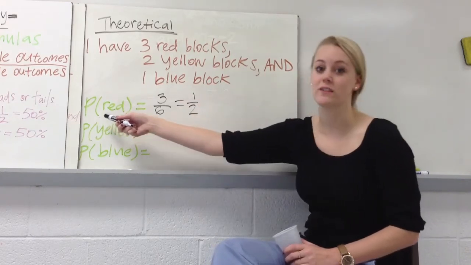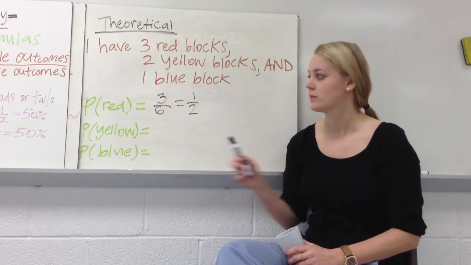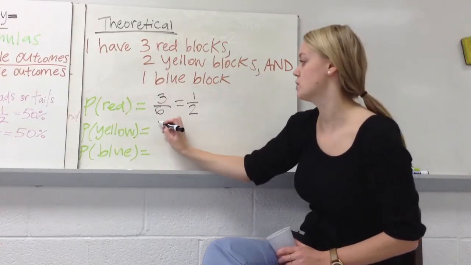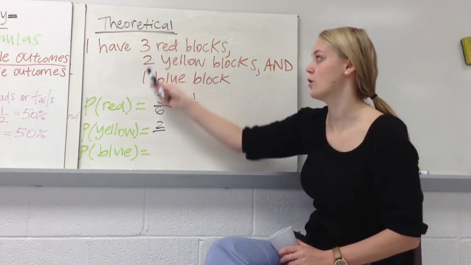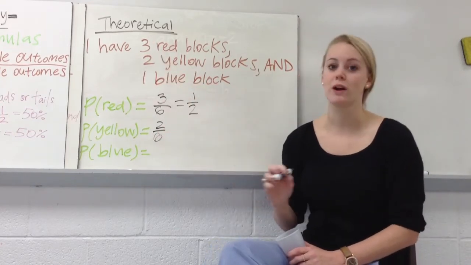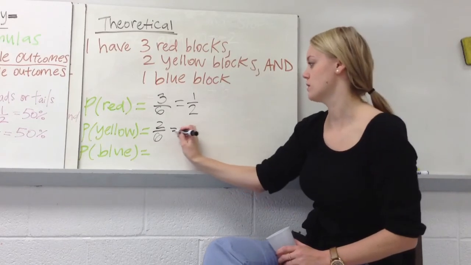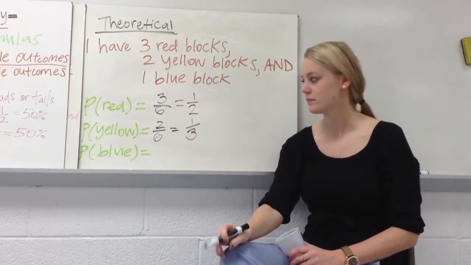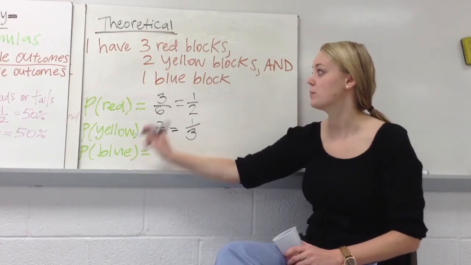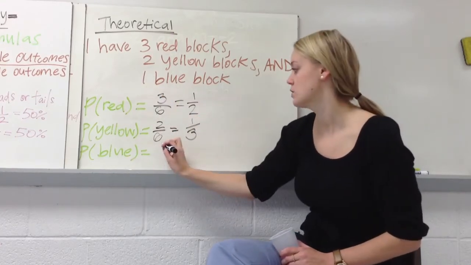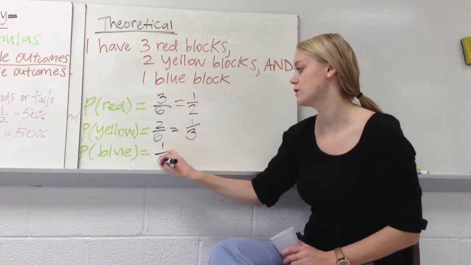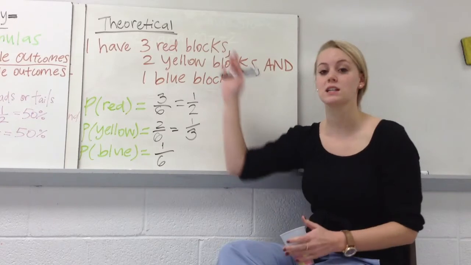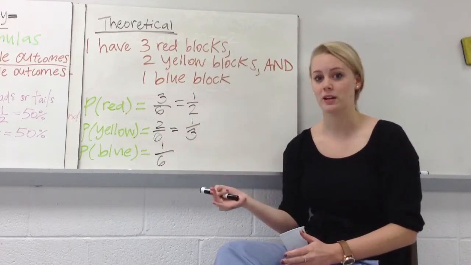So the probability of getting a red is 1 out of 2. The probability of getting a yellow: there are 2 yellows, so 2 favorable outcomes out of a total of 6. So 2 out of 6 can be simplified to 1/3. The probability of getting a yellow is 1 out of 3. And the probability of getting blue: there's 1 blue block, so 1 favorable outcome out of a total of 6 outcomes. So the probability of getting blue is 1 out of 6. This is our theoretical probability.